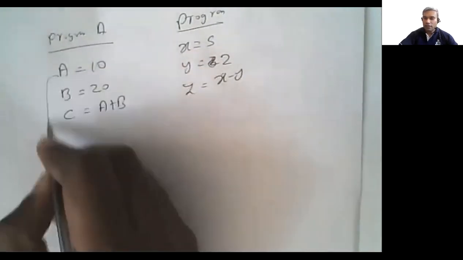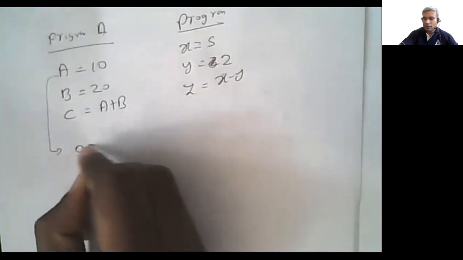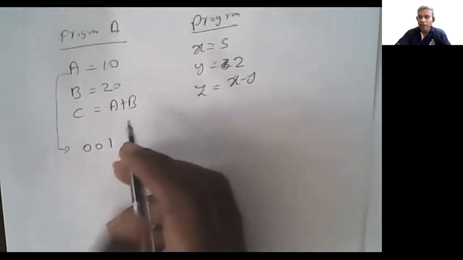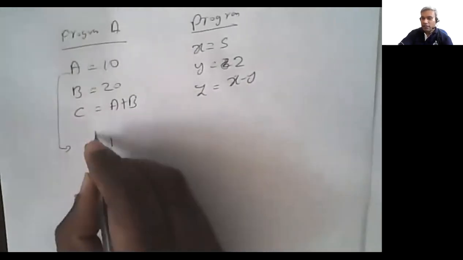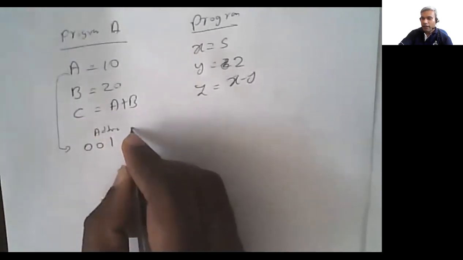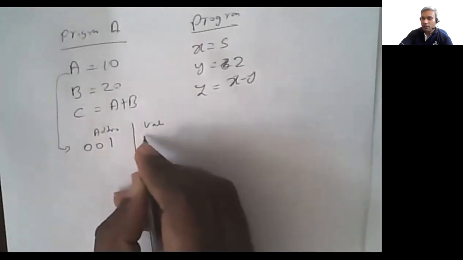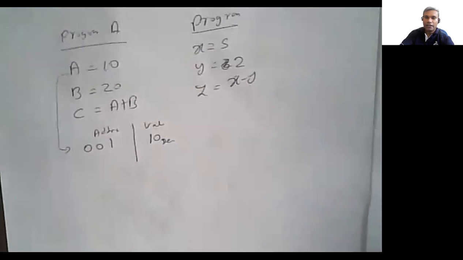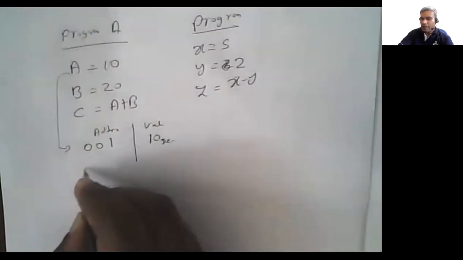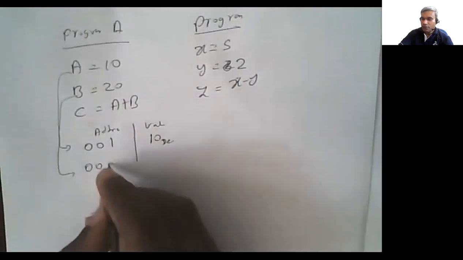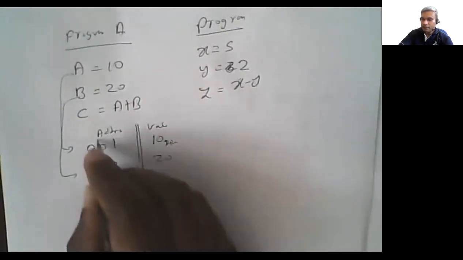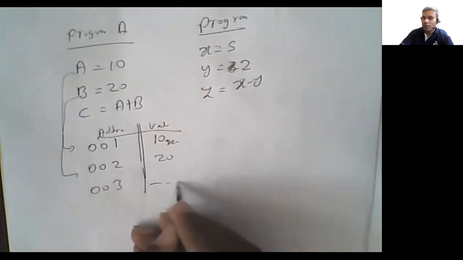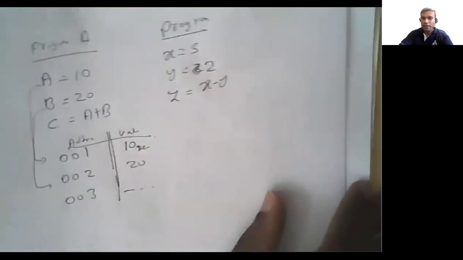So A, let's say the address of A is 001. The compiler decided this is the first memory address, so let's allocate the first memory location for this one. So this is the address, and the value at that address would be 10. You have to write it in binary, but I'm being lazy, I'm just writing the value in decimals. And the memory address for B would be 002, and its value is 20. And C is memory address 3. You have to fill the value, and the processor will fill the data.